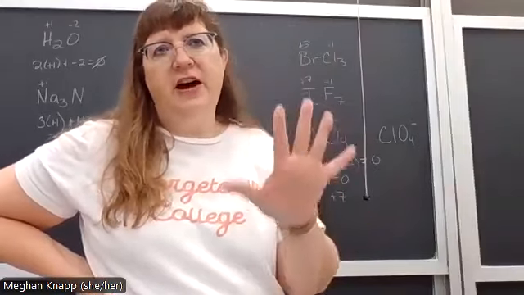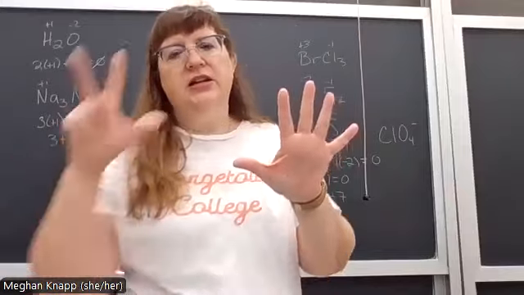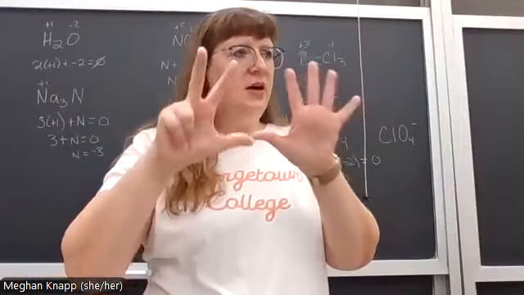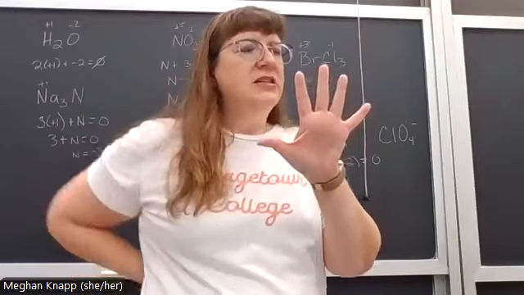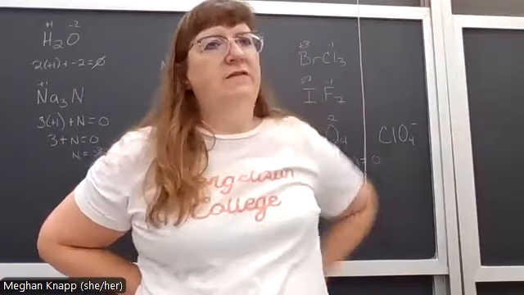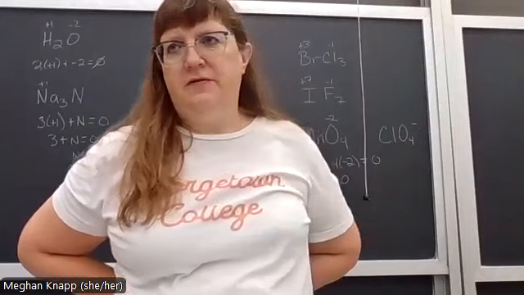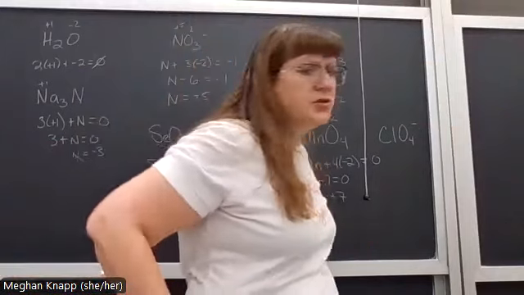So nitrogen has 5 valence electrons. It would need 3 more to fill its octet, so that would be -3. Or since it has 5, it can take away 5 and become a +5. Okay? So let's think about other kinds of numbers.